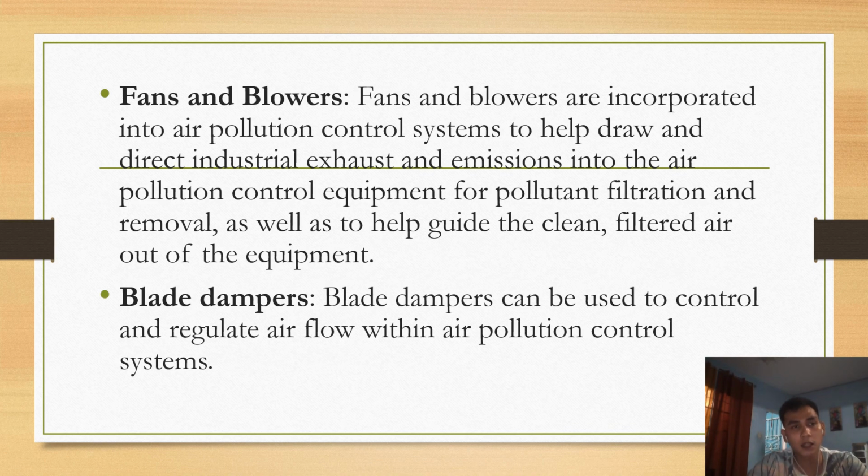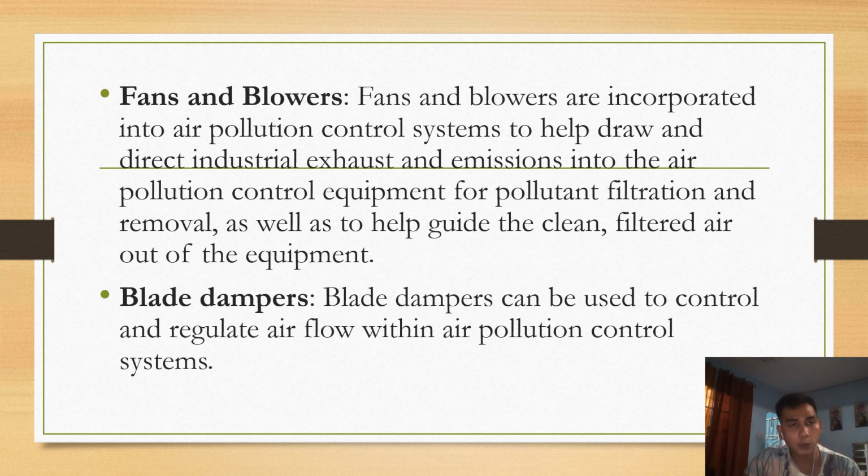Next is fans and blowers. Fans and blowers are incorporated into air pollution control systems to help draw and direct industrial exhaust and emissions into the air pollution control equipment for pollutant filtration and removal, as well as to help guide the clean, filtered air out of the equipment. Next is blade dampers.